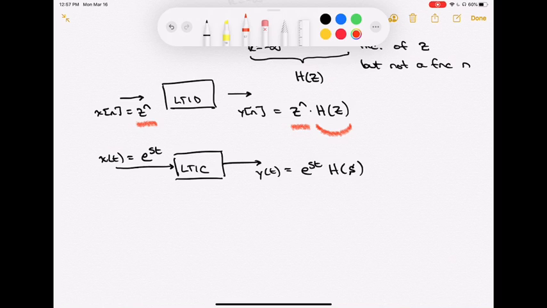So this is a nice result, very similar to what we'd seen before. Everlasting exponential going into our continuous time system, we get the same everlasting exponential out, just multiplied by a complex constant h of s. Take a look at these. You'll notice that the discrete time case and the continuous time case are identical in form. Everlasting exponential in, everlasting exponential out, multiplied by a complex constant that depends on the frequency of the input.